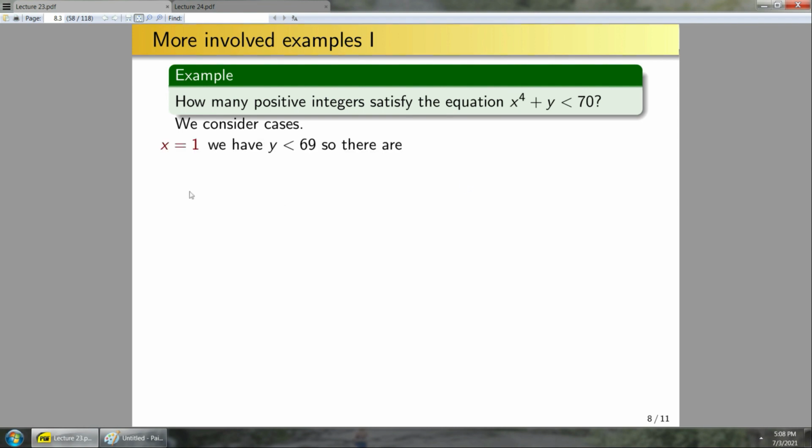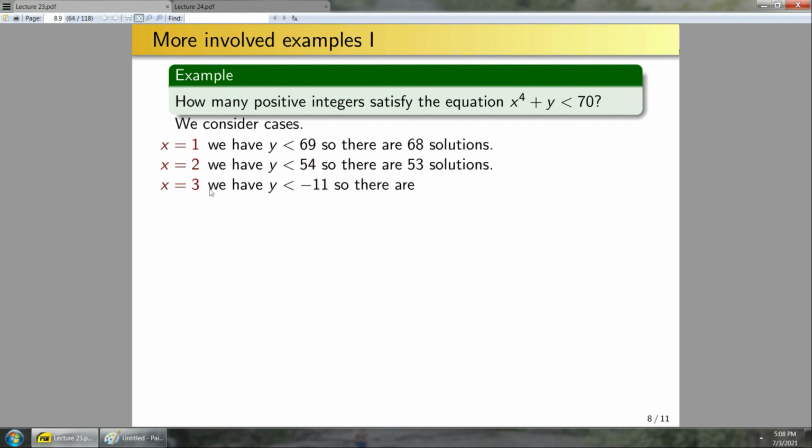Okay, so for x equal to 1, this equation simplifies to y is less than 69, and in this case, there are 68 solutions. Now, if x is equal to 2, I get a 2 to the fourth, subtract that off, and the equation becomes y is less than 54, and in this case, I know there are 53 solutions. Next, if x is equal to 3, this simplifies to y is less than negative 11. There are no positive solutions for that case, and thus there are no positive solutions for any x greater than or equal to 3. Thus, 68 plus 53 is equal to 121 positive integer solutions to this equation here.